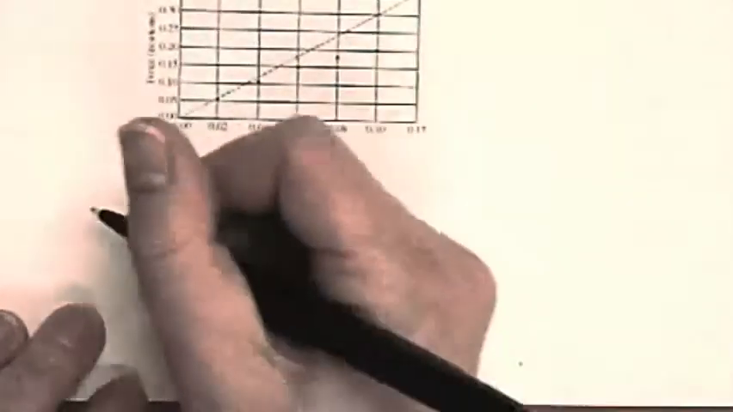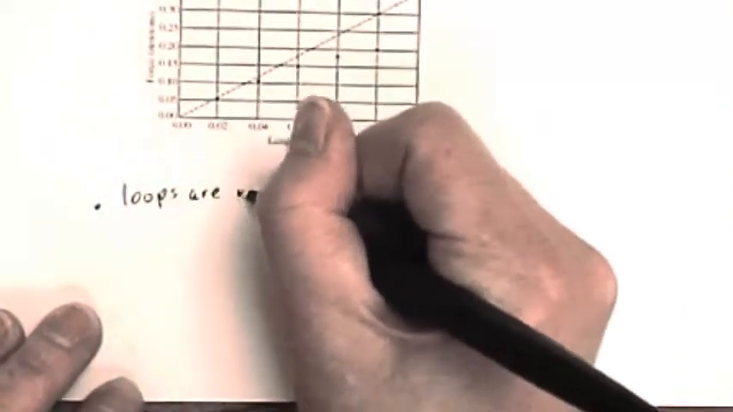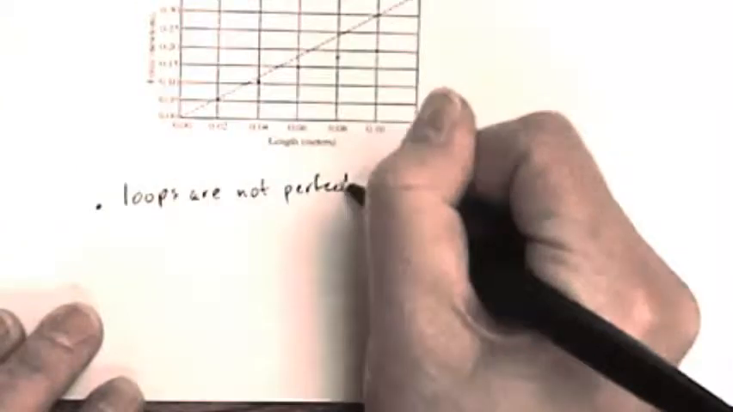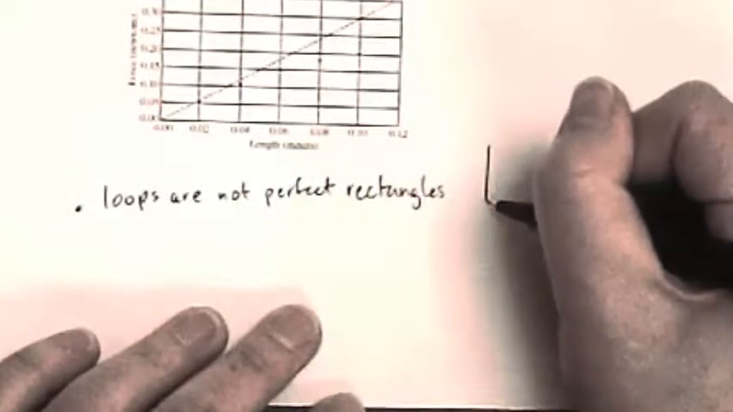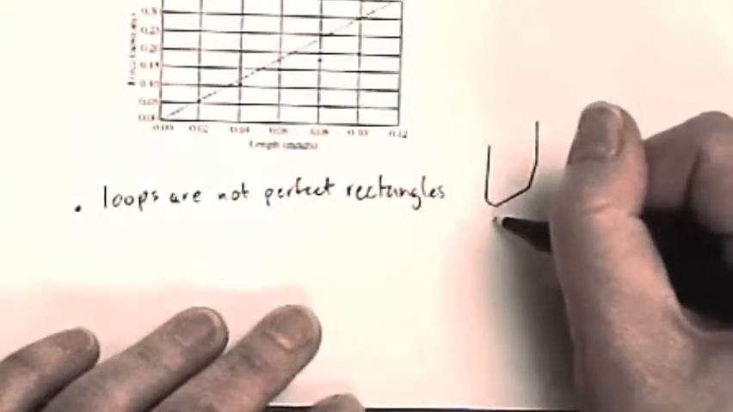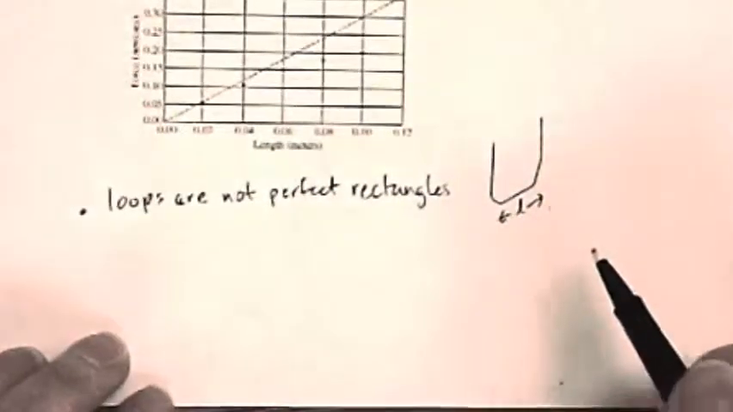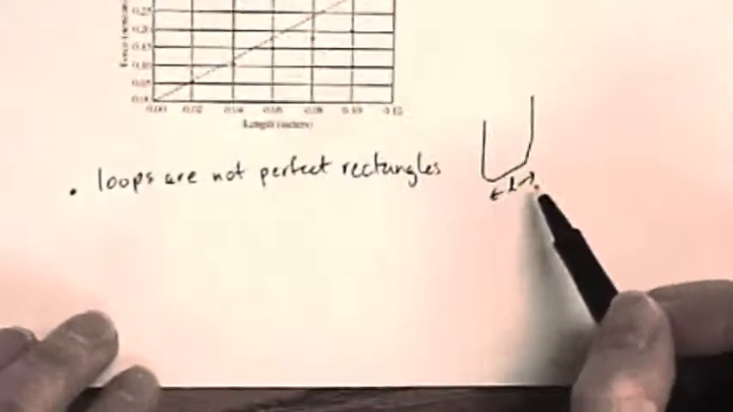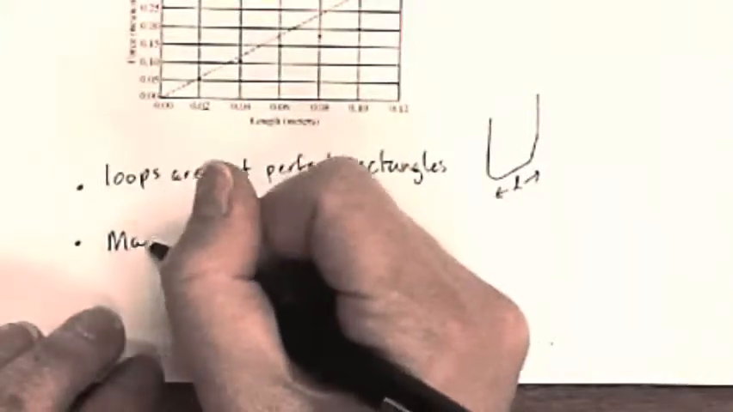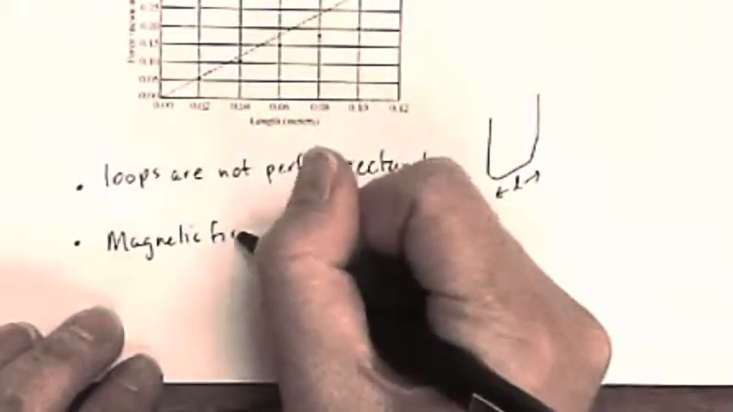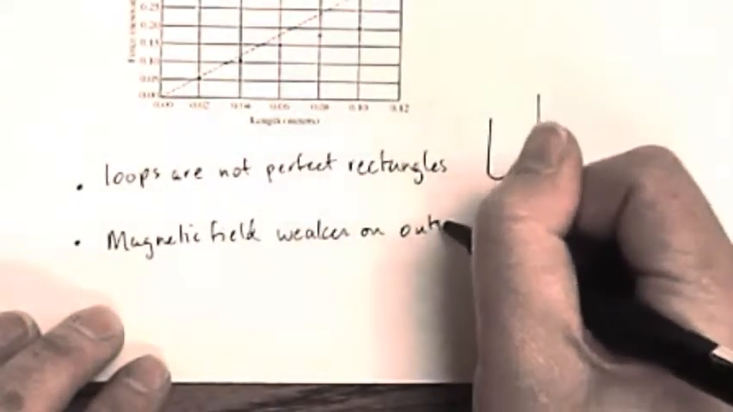So, one possibility is that the loops are not perfect rectangles. In that case, if they had curved sides, the length would not be quite right, this length that we're measuring. And that length is what determines, one component that determines the force on that current carrying wire. The other problem could be that the magnetic field is weaker on the outside.